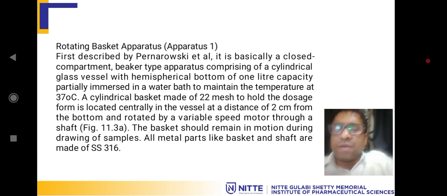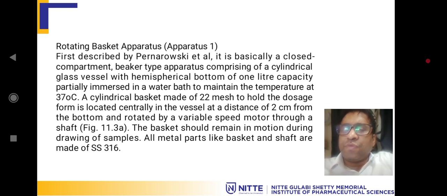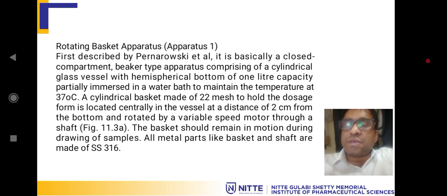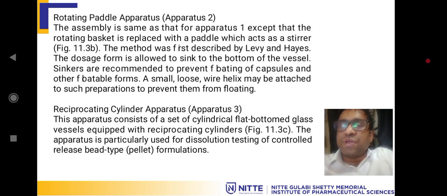The cylindrical basket made up of 22 mesh holds the dosage form centrally in the vessel at a distance of 2 cm from the bottom and is rotated by variable speed motors through a shaft. The basket remains in motion during the drawing of the sample. All metal parts like baskets and shaft are made up of stainless steel grade 316.